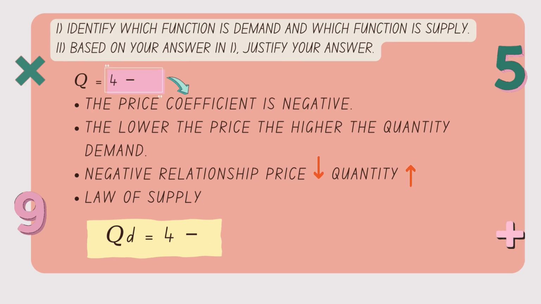Same as the first equation, for this equation, we have to check what the sign in front of the letter P is. We can see that it is a minus sign, which indicates a negative price coefficient. As we have explained before, a negative coefficient indicates a negative relationship between price and quantity, where the higher the quantity, the lower the price, and the lower the quantity, the higher the price.